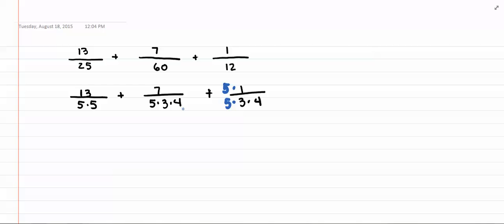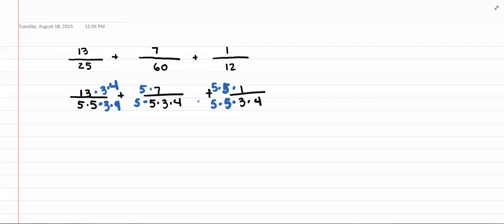Now these denominators are starting to look the same, but they don't look like this one. This one's missing a 3 and a 4. So if I multiply by 3 and 4, top and bottom. Now this has a 5, 5, 3, 4. This has a 5, 3, 4, so I need to multiply it by 5, top and bottom. And this one's missing another 5, so top and bottom.